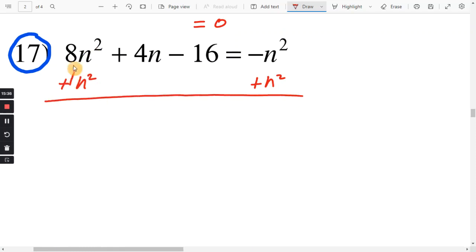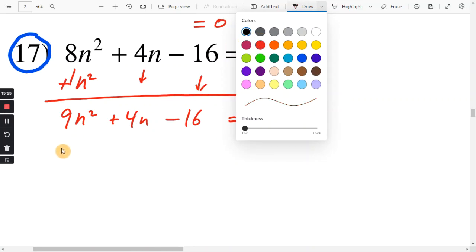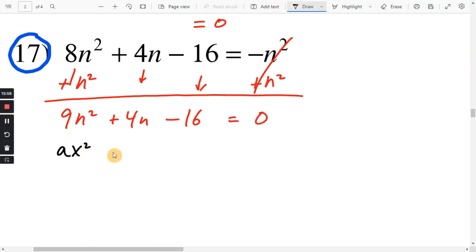And this is a 1 here. 8 plus 1 is 9 n squared. Bring down your positive 4n. Bring down your negative 16. N squared minus n squared is 0. All right, and of course, this is in the form of ax squared plus bx plus c. So we can see the a is 9, the b is 4, and the c is negative 16.